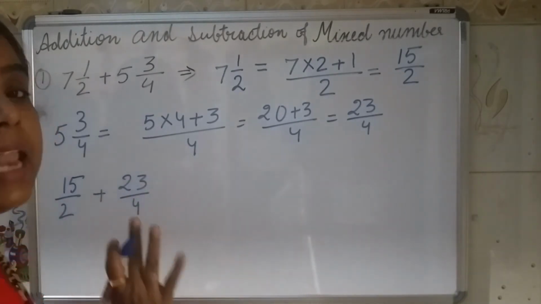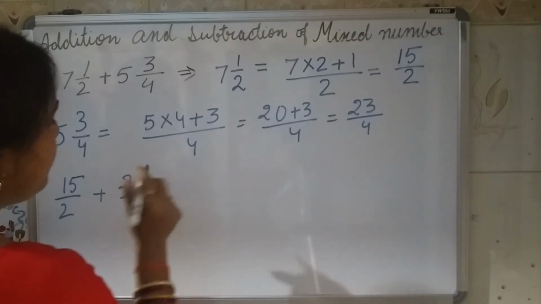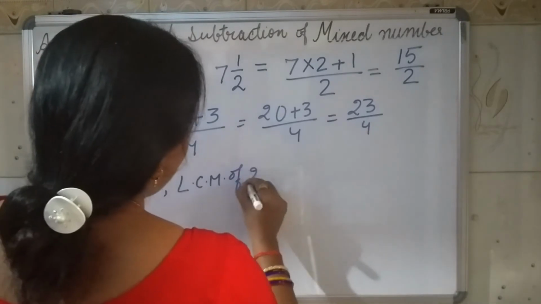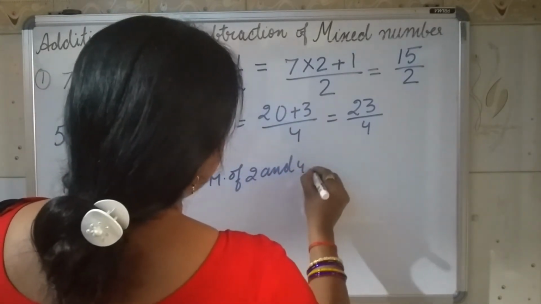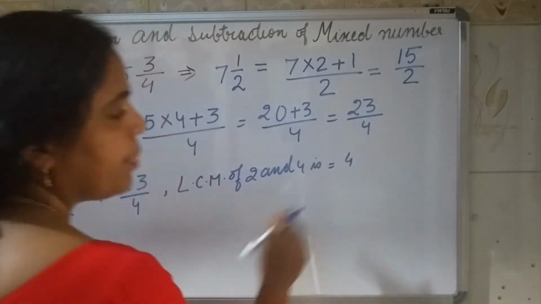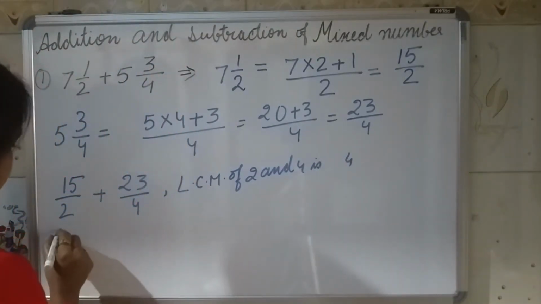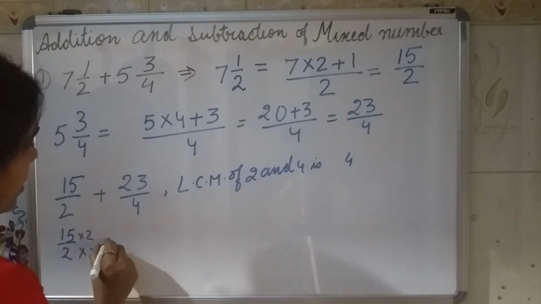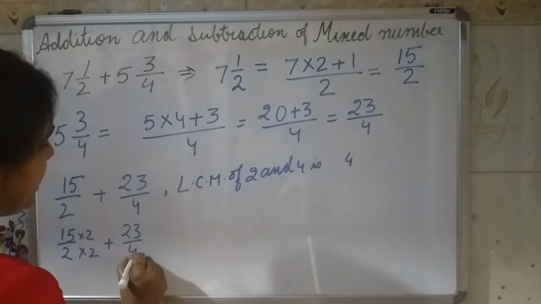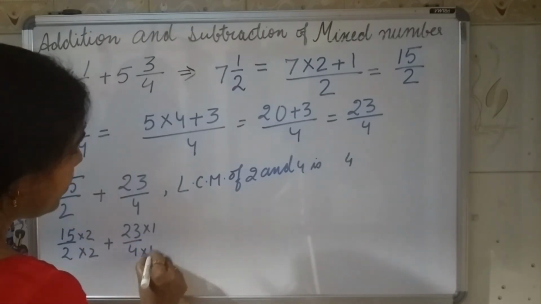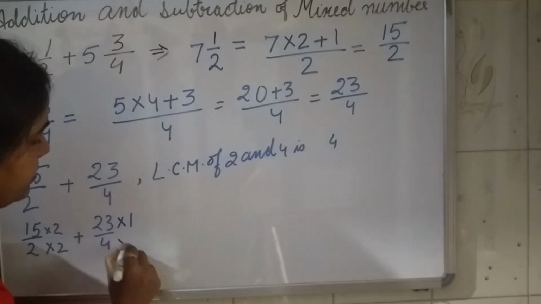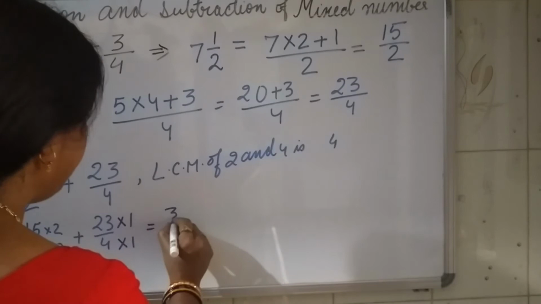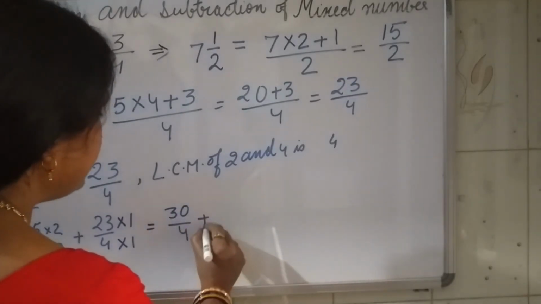And this is an unlike fraction. So we will take out the LCM of 2 and 4. LCM of 2 and 4 is 4. Okay. So 15 upon 2 will be multiplied by 2 to convert the denominator to 4. Then 23 upon 4 will be multiplied by 1 because the denominator is already 4. So it will be 15 2s are 30 upon 4 plus 23 upon 4.